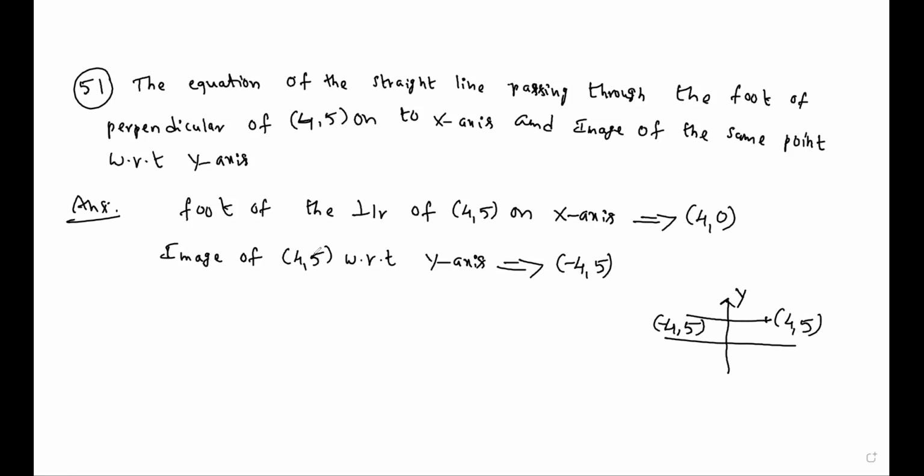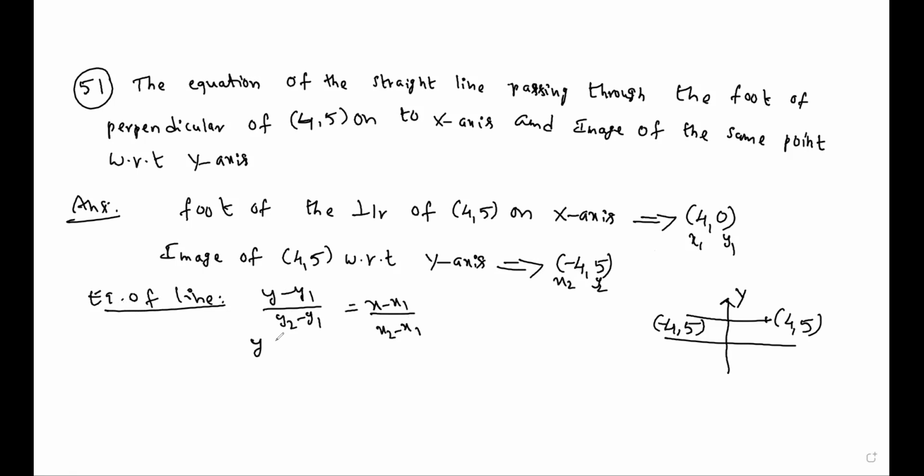Now we need to find the equation of the line. Because it is passing through 2 points, the first point we take as (x1, y1), and the second point is (x2, y2). Two-point formula: (y minus y1) by (y2 minus y1) is equal to (x minus x1) by (x2 minus x1). Here y minus y1 is clearly y minus 0, by y2 minus y1, 5 minus 0 is 5. x minus x1 is x minus 4, by x2 minus x1, which is minus 4 minus 4, that is minus 8.